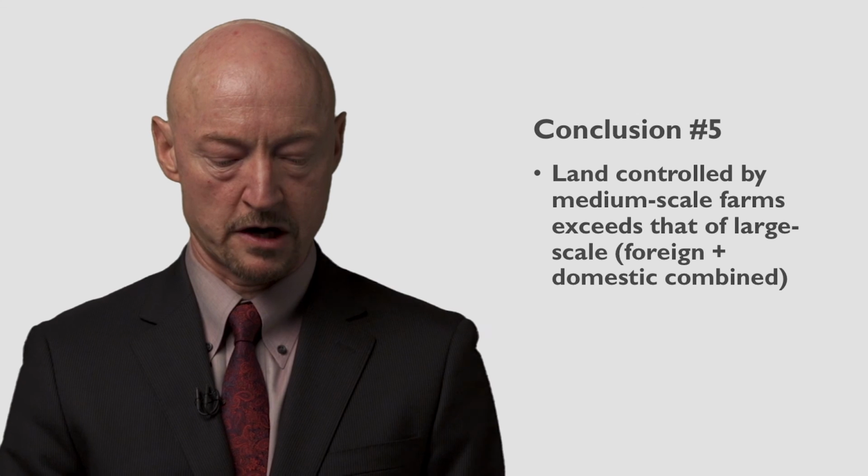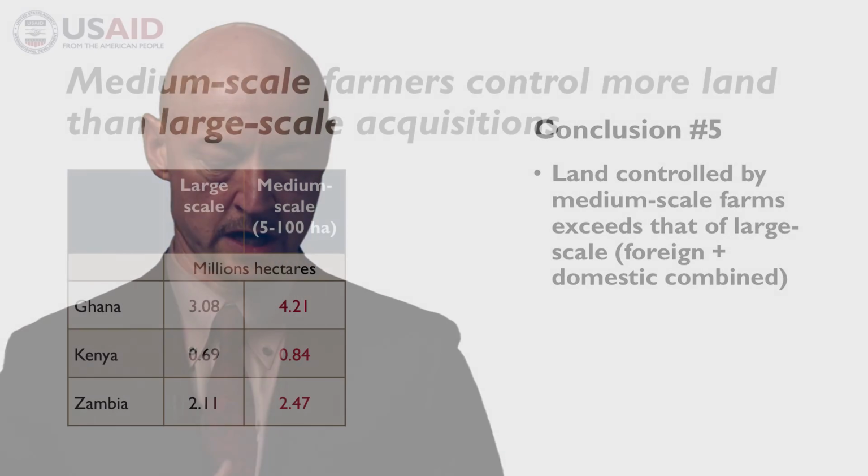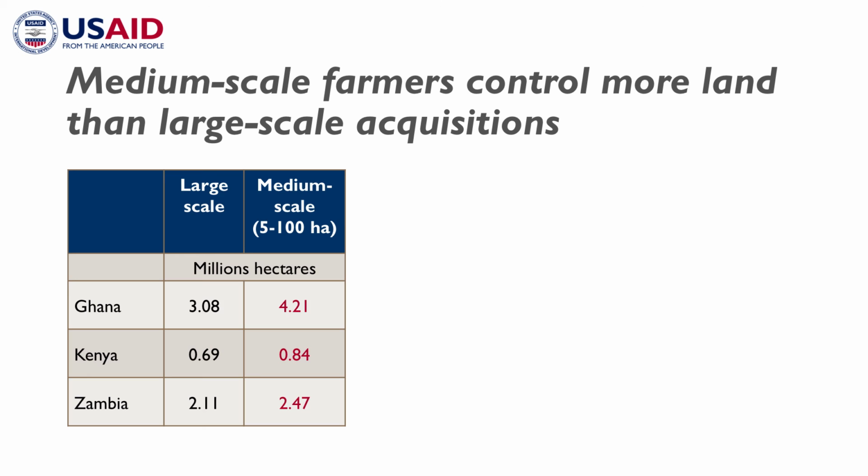Conclusion number 5 is that land controlled by medium-scale farms exceeds that of even large-scale farms. So here are the numbers on this. In Ghana, more land is being controlled now by medium-scale farms, and the rate of increase is more rapid in medium-scale farms too. Same thing with Kenya and in Zambia. So while the international media has focused most of its attention on foreign direct investment in land, and it certainly is a major issue to keep track of, we think that tracking the medium-scale farms and what kind of impact they're having on food security, employment, and other national policy goals is equally, if not more, important than the large scale.